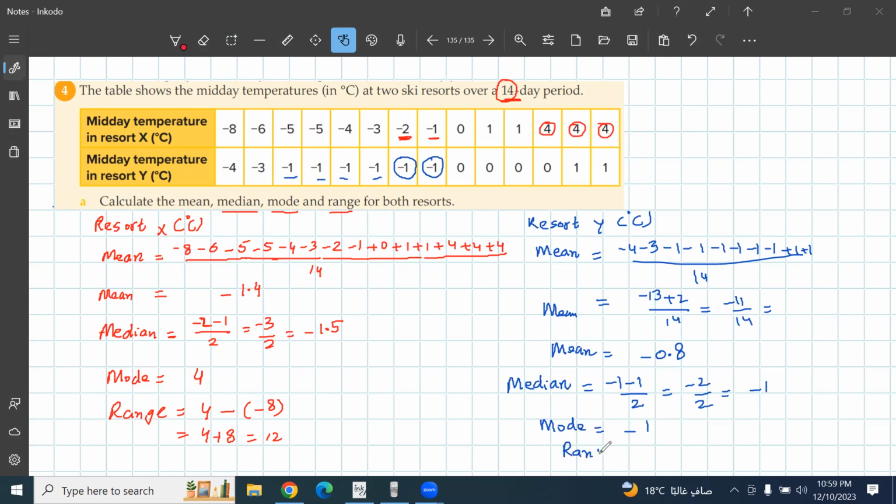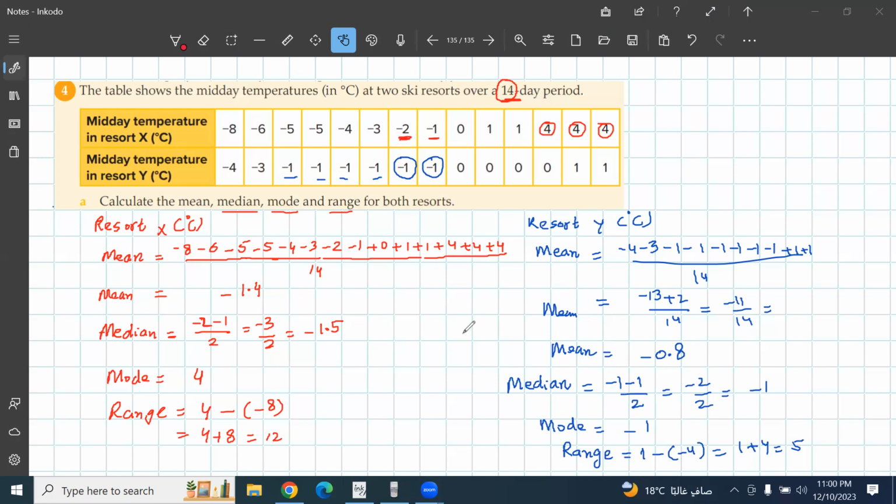And lastly, the range is equal to maximum minus minimum. So the maximum is 1 minus negative 4, which is equal to 5. So we found all the values of mean, median, mode, and range of resort Y. I hope you understand how to figure out mean, median, mode, and range when we have data which includes positive and negative values.